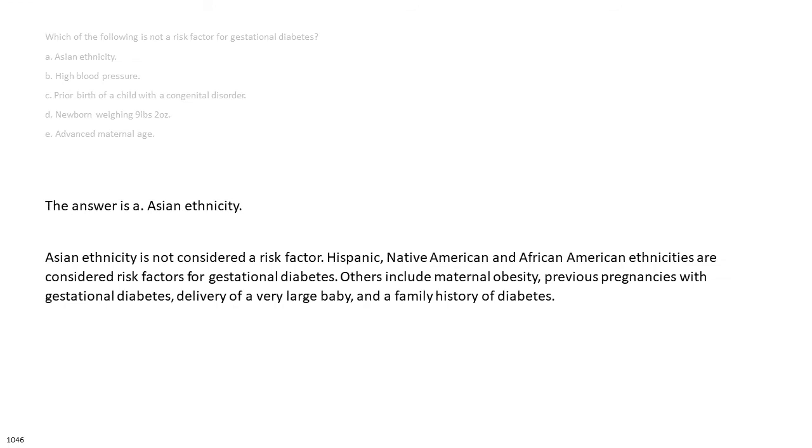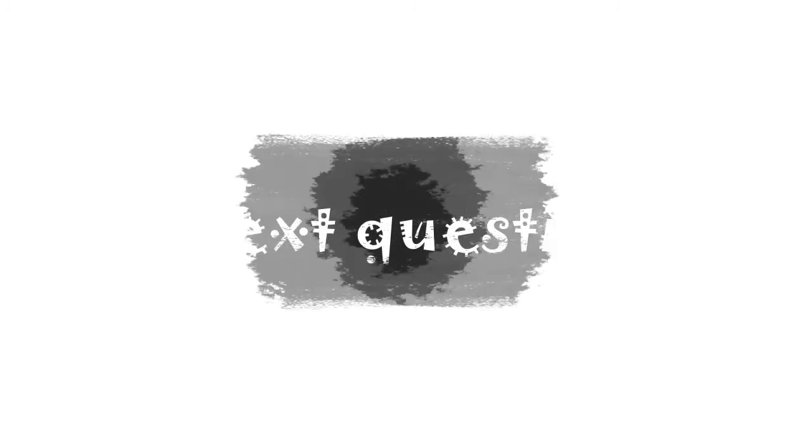The answer is A. Asian ethnicity. Asian ethnicity is not considered a risk factor. Hispanic, Native American and African American ethnicities are considered risk factors for gestational diabetes. Others include maternal obesity, previous pregnancies with gestational diabetes, delivery of a very large baby, and a family history of diabetes.